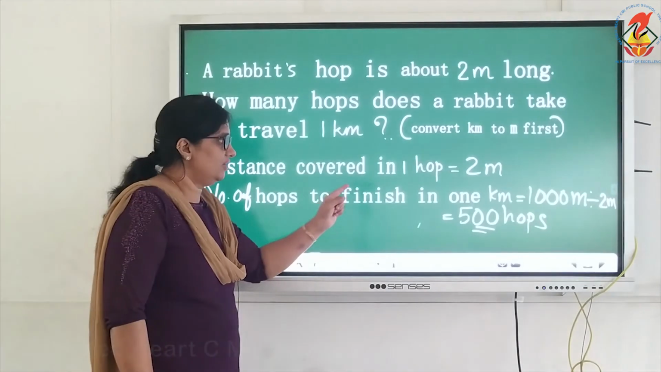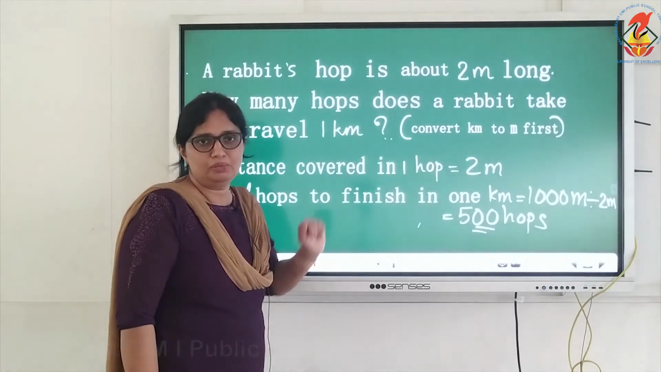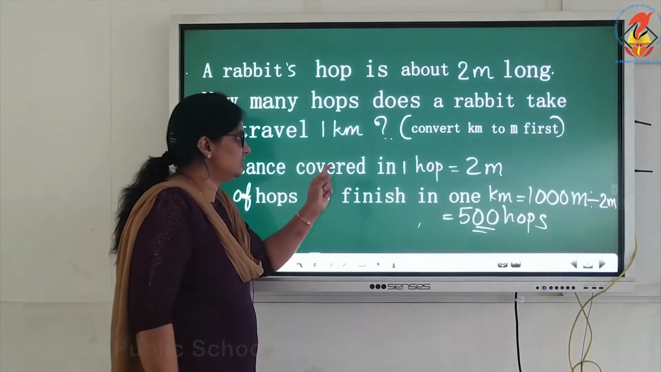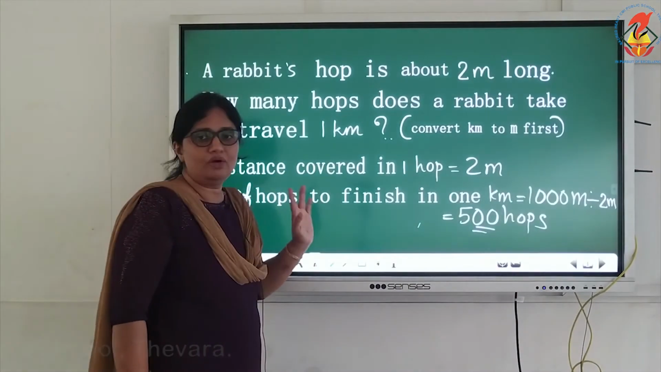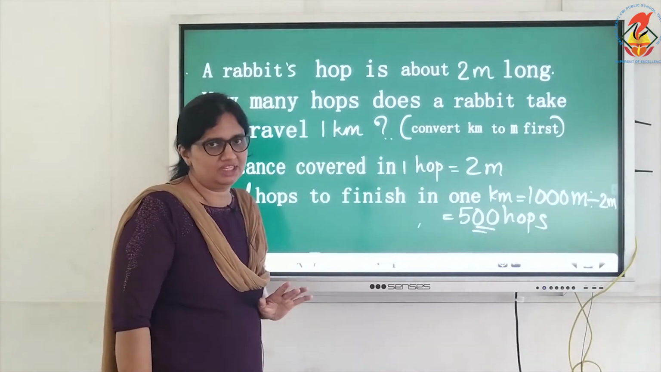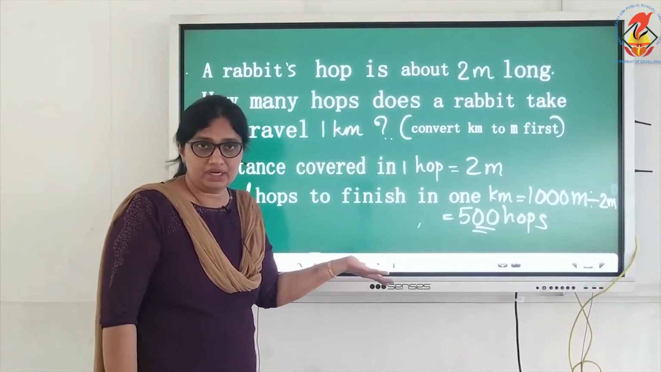So we need to divide 1000 meter by 2 meter. 2 meter is the distance covered in one hop. Then I will get the number of hops to finish 1 kilometer. That is 500 hops.